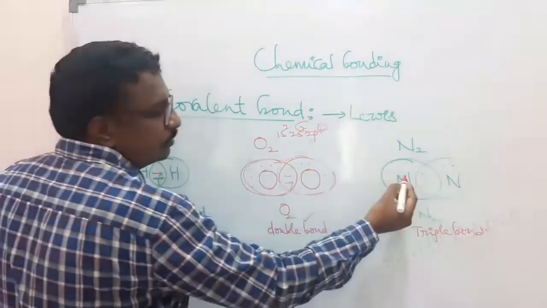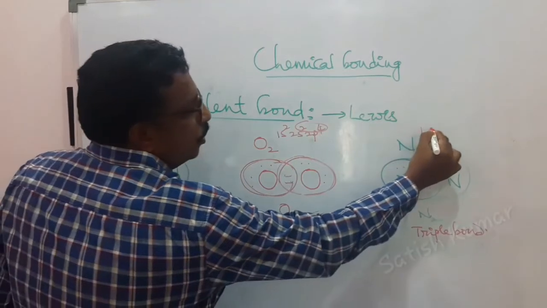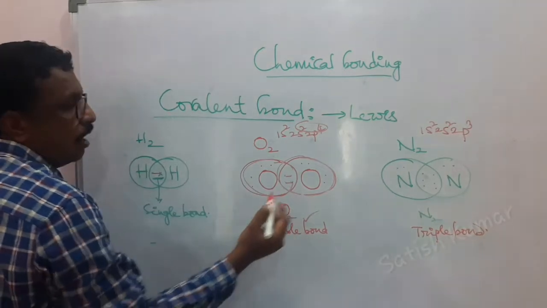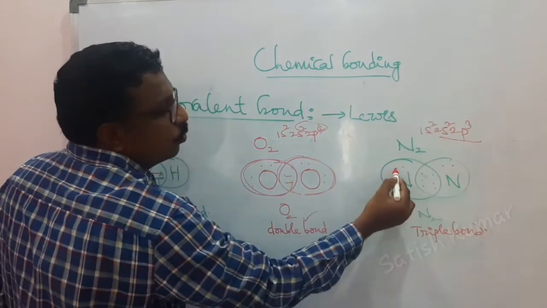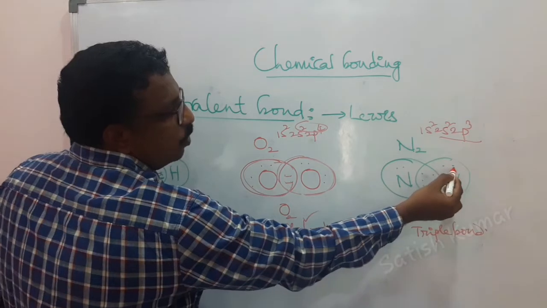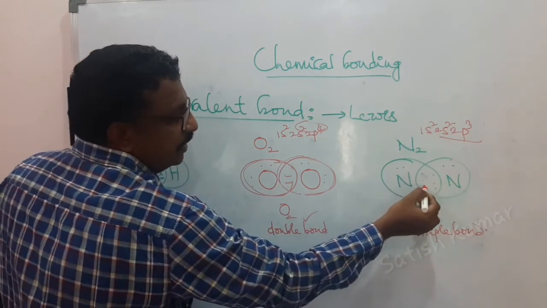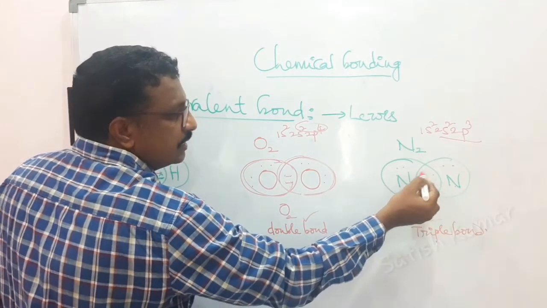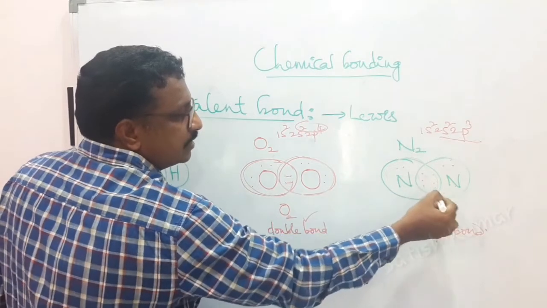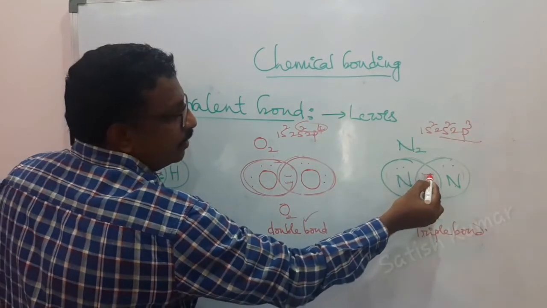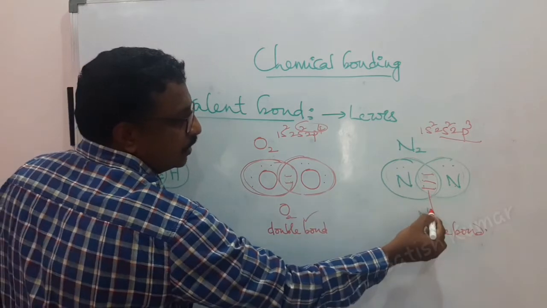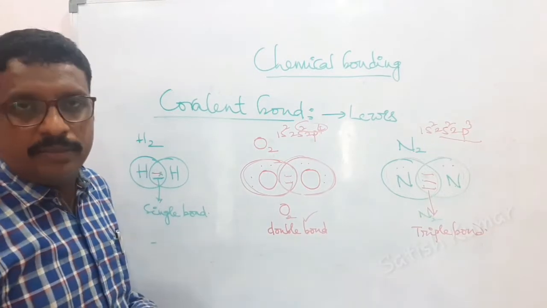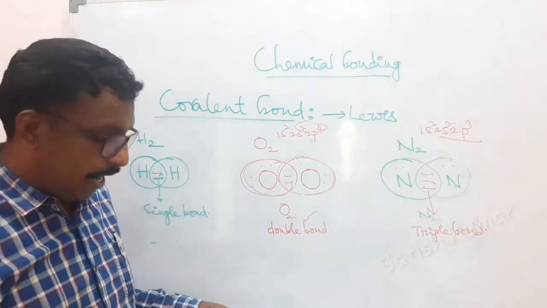In a similar way nitrogen electronic configuration is 1s2, 2s2, 2p3. So the outermost electrons are 5. So 1, 2, 3, 4, 5. This nitrogen is 1, 2, 3, 4, 5. So these 3 and these 3. This nitrogen gives 3 and this nitrogen gives 3. Total of 6 electrons. These 6 electrons are shared by this nitrogen as well as this nitrogen. So here 3 pairs of electrons are there. That's why nitrogen forms triple bond. This is about the single bond, double bond and triple bond.